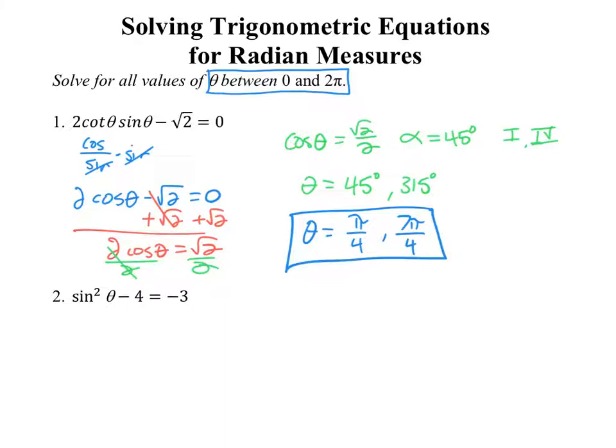All right, 45 degrees, pi over 4. All right, it's a fourth of pi. And 315 is 7 of those 45 degree angles, so it's 7 pi over 4. All right, and let's look back now at the second problem.